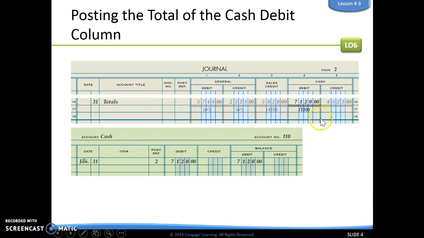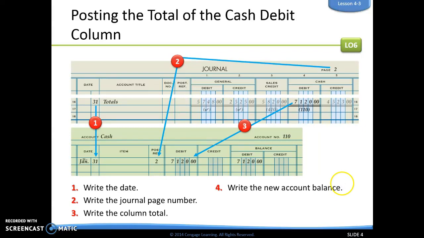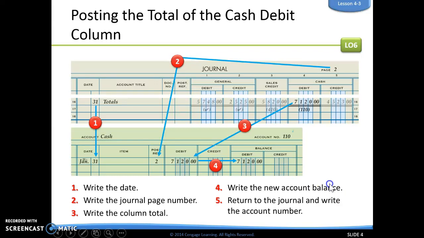Now we're going to move on to our cash debit total. So that's going to go to our cash account. So we find our cash account in our general ledger. Start with our date, our journal page number. This is a debit, so we're going to write that in our debit column. We're going to find our new balance, which is the same number as a debit. And then that account number needs to go to our journal page. Again, we're going to write that underneath the total, showing that we have posted that number.